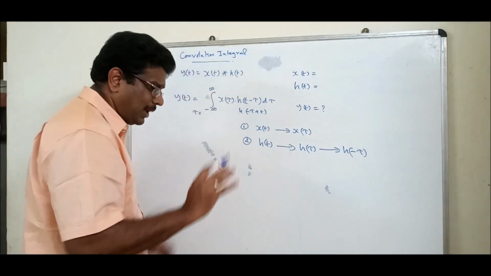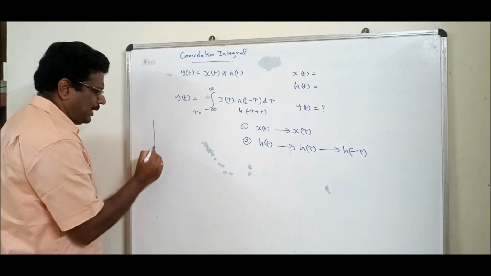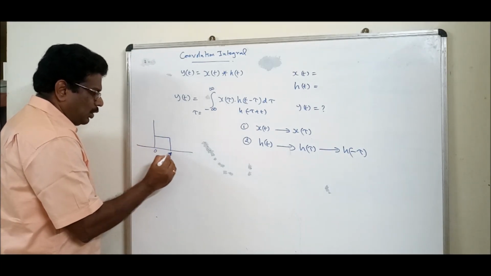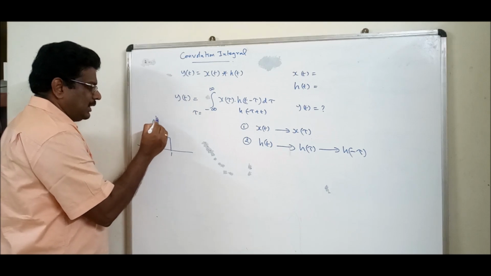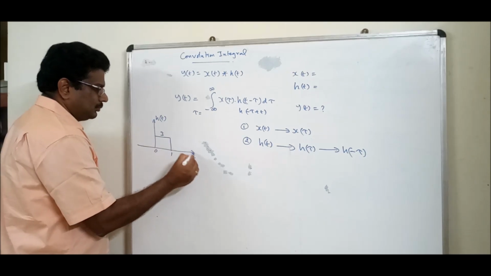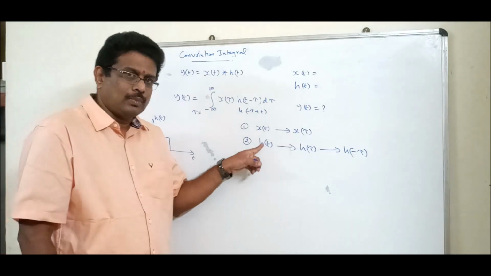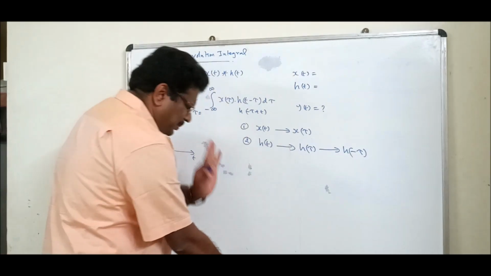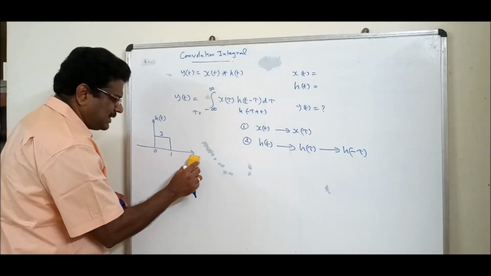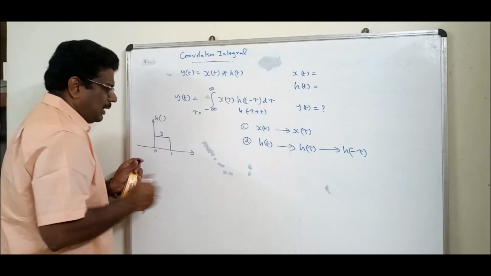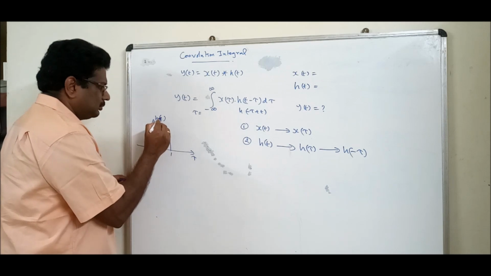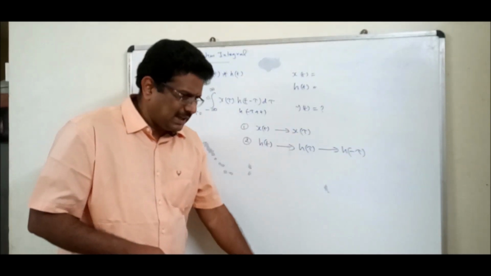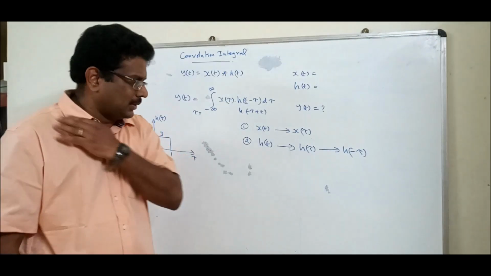Don't think I am going to do a very big work. One simple example let me give you, then I will continue. There is a signal from 0 to 1, 3 volt. Who is he? H of t. What is the first step? Convert it to h of tau. Very simple work. You change this t, make it tau. That's all. Let us not confuse more. With respect to t axis, now it is with respect to tau axis.